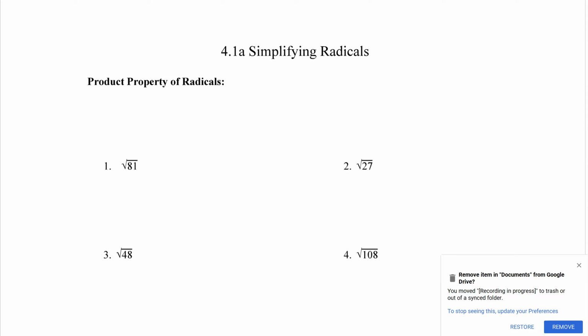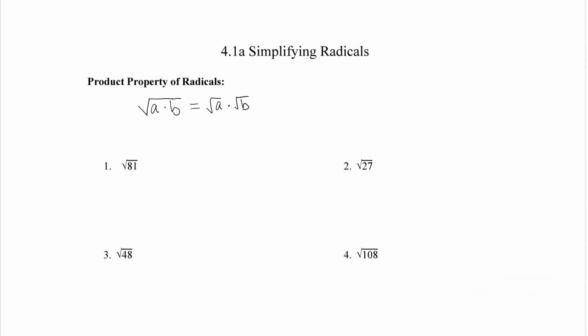So the product property of radicals says that if I have two numbers, let's say a times b under the radical, that is equal to the square root of a times the square root of b. And we can use this to help us to simplify radicals.